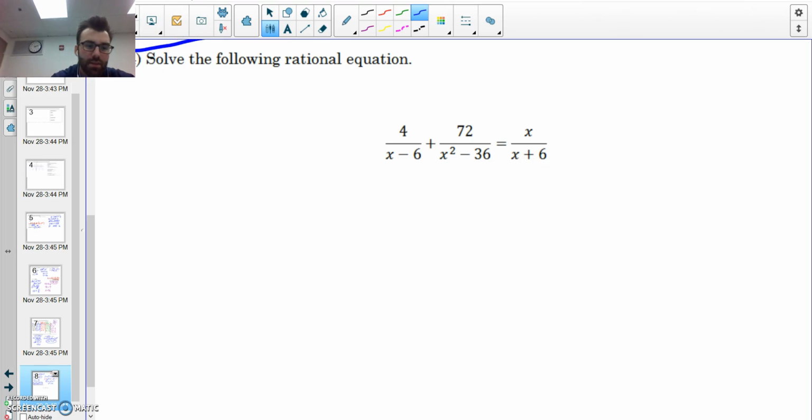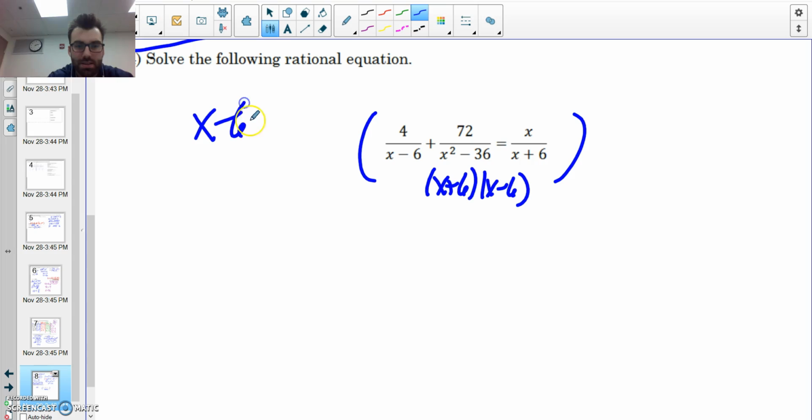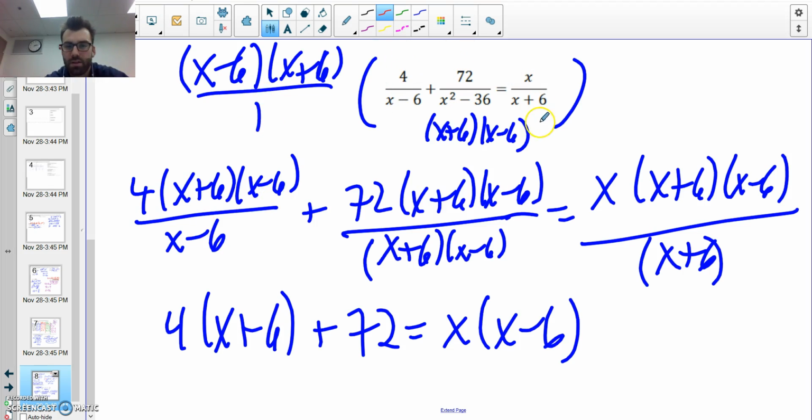I will too. I know that x squared minus 36 is x plus 6, x minus 6, which means I'm going to multiply everything by x minus 6, x plus 6 over 1. Okay? So why don't you try and do that? Go. If I multiply every single term by this here, I get 4 times x plus 6, x minus 6. So my x minus 6 cancel, and that's what's left over. Here, they both cancel. So I'm just left over with 72. On this side, my x plus 6's cancel, so I'm just left over with x minus 6.